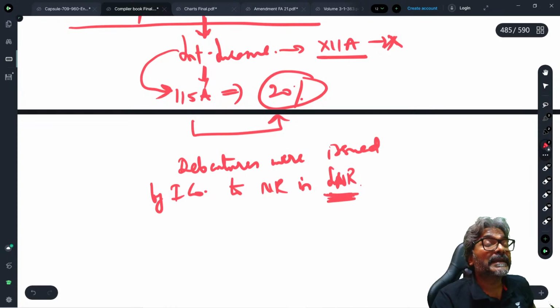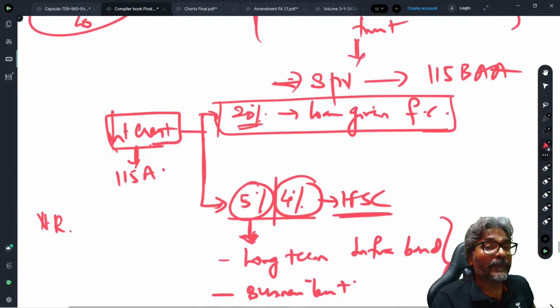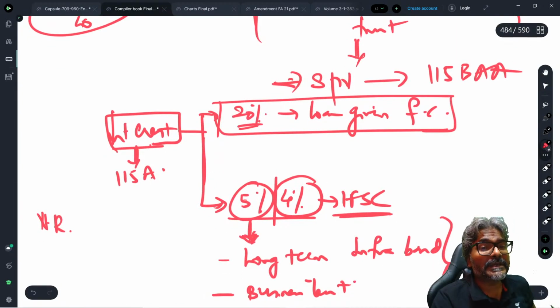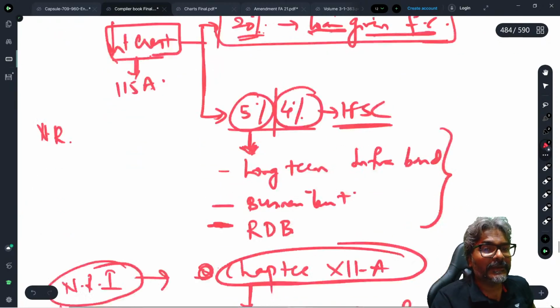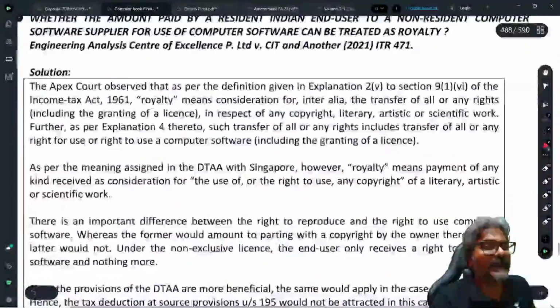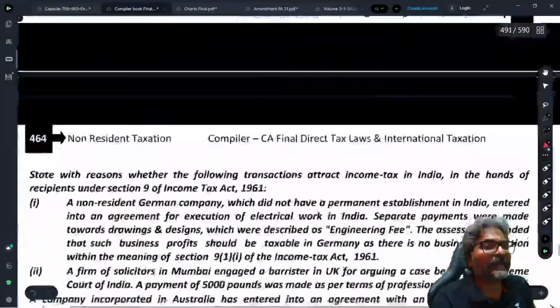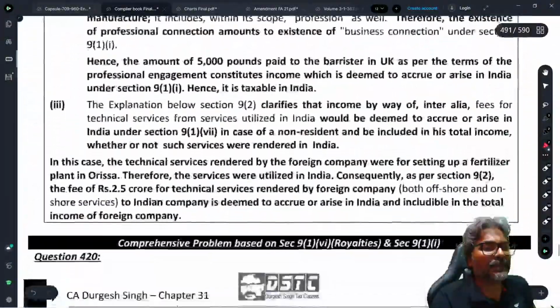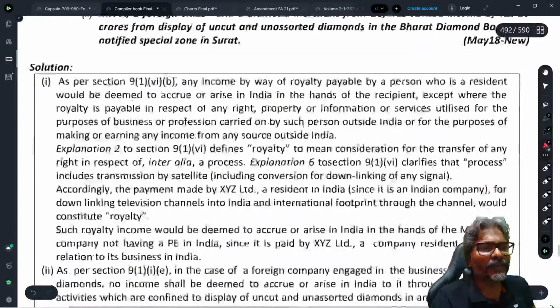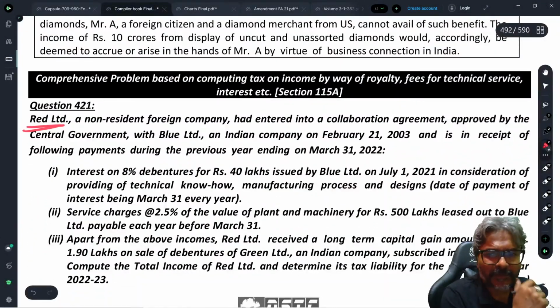So in this context, if it is issued in INR, then even 115A will fail. Because in 115A, 20% is the rate if the loan has been given in foreign currency. If the loan has been given in foreign currency. There was one question of Red Limited. In that question of Red Limited, this particular point was there, and I'll just show you this one sentence, and then we'll move on to our next discussion. Red Limited, friends. This question of Red Limited, just one point.